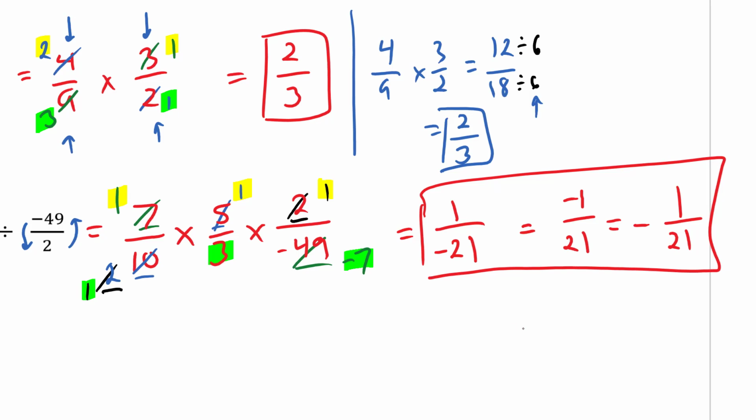Please note, however, this is not equal to minus 1 over minus 21. Two negatives make a positive. This would be equal to 1 over 21. I just wanted to point that out.